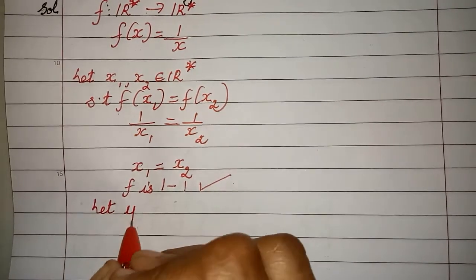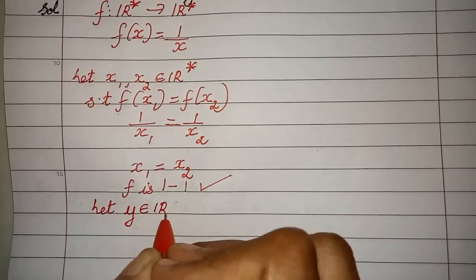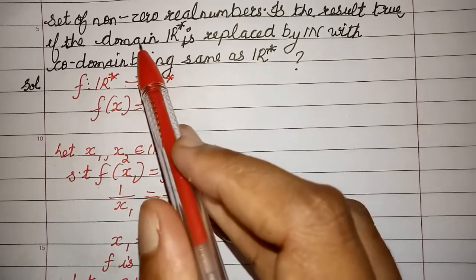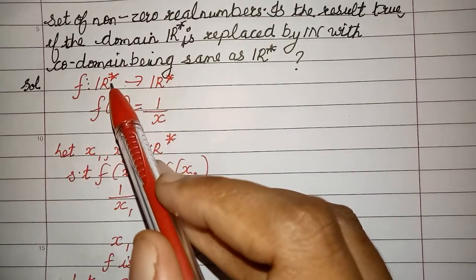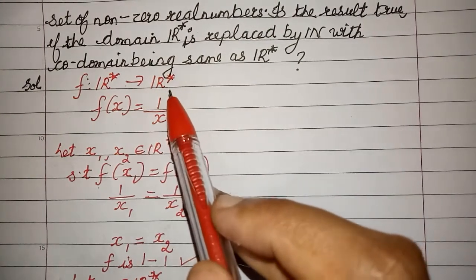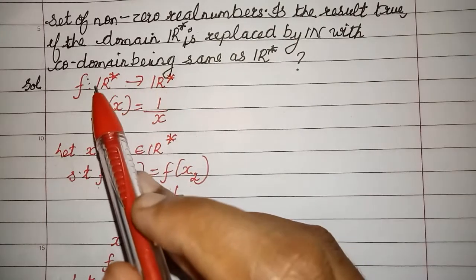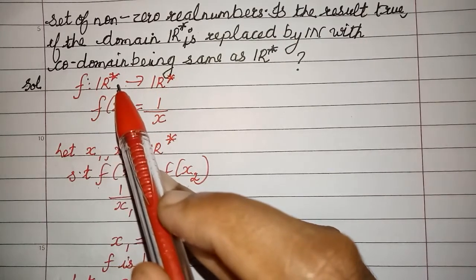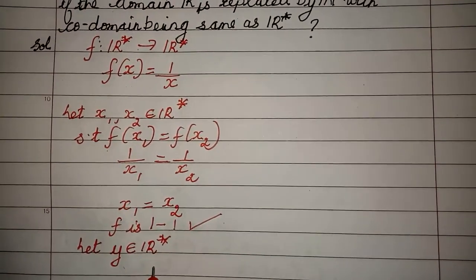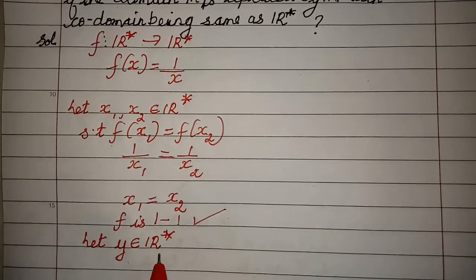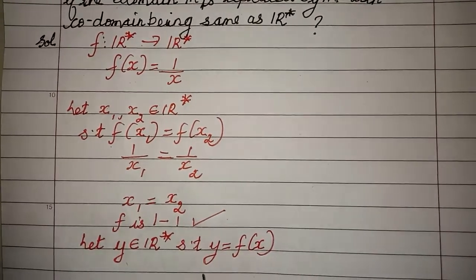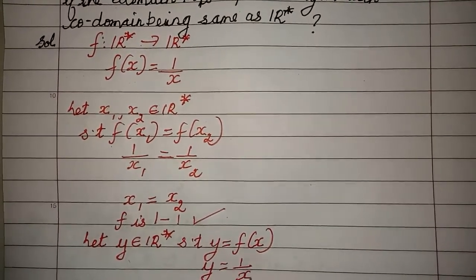This time I have to travel back. I am starting with an element y belonging to R star, and I should be able to find an x belonging to R star such that y equals f of x. That means I should be able to find a pre-image of y under the function f and prove the condition y equal to f of x. So I am going to start with y belongs to R star such that my condition is y equal to f of x. So what will happen, children, here? y will be equal to 1 by x.